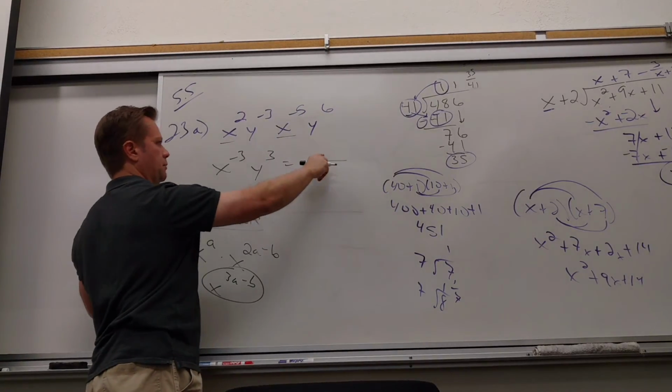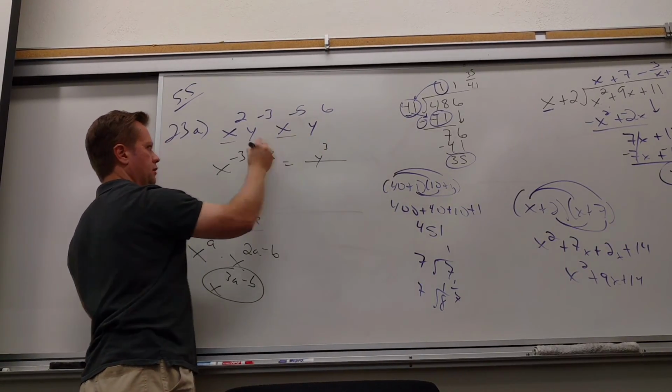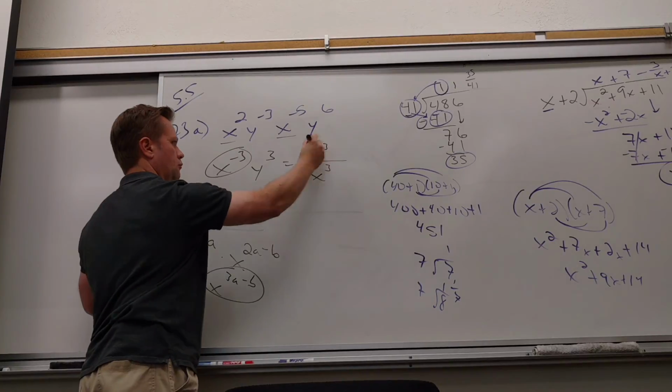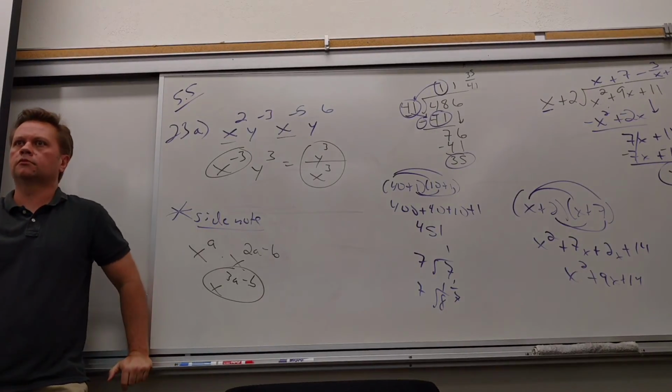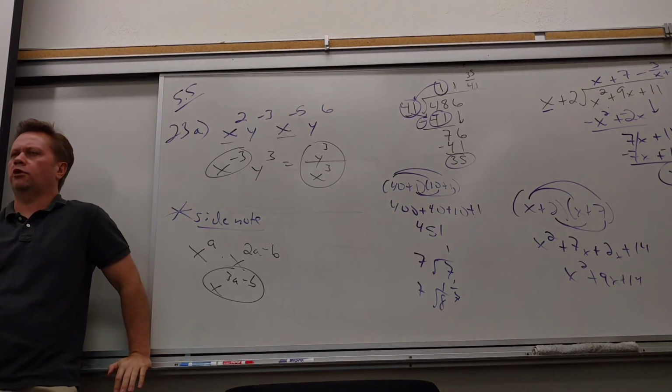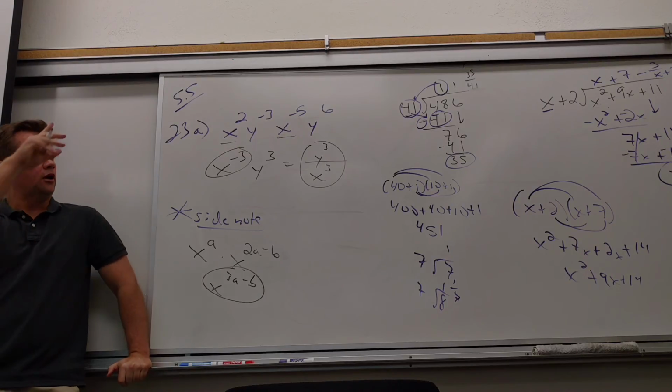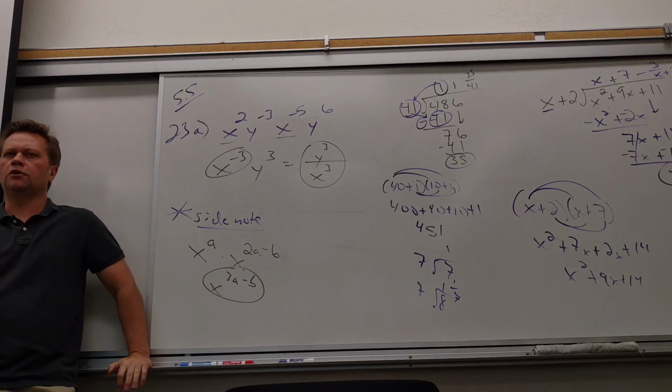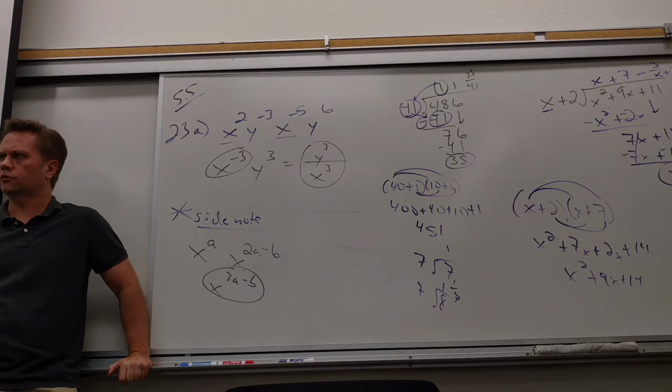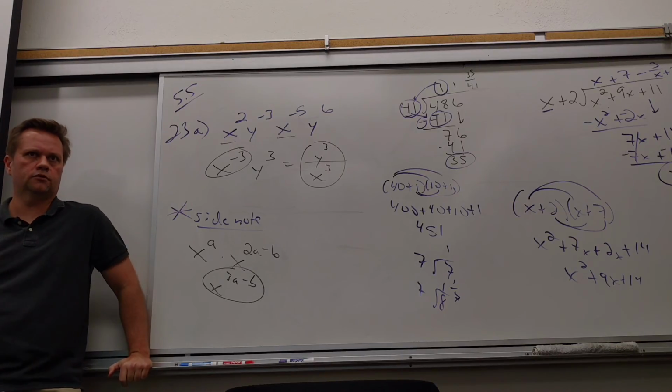So what stays on the top? Y to the 3. And the x's want to go down, because negative power means flip. So that's the last thing. You don't worry about that till the end. On a problem like this, just make sure there are no negative powers. Anything with a negative power you want to move.